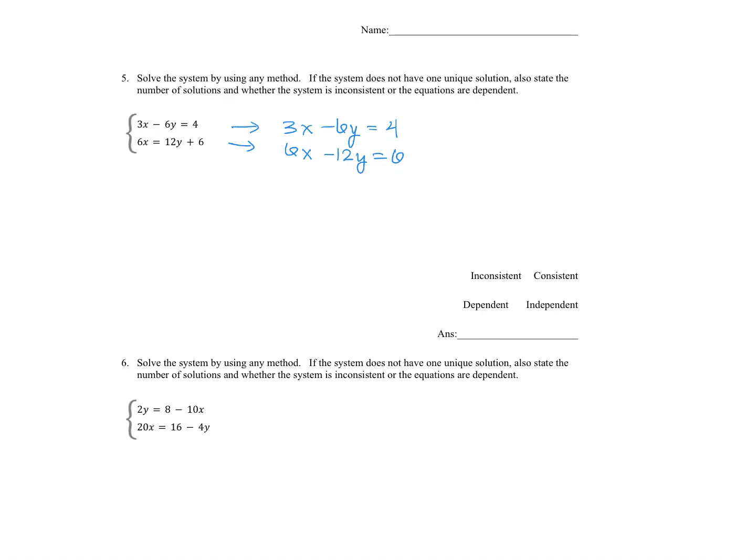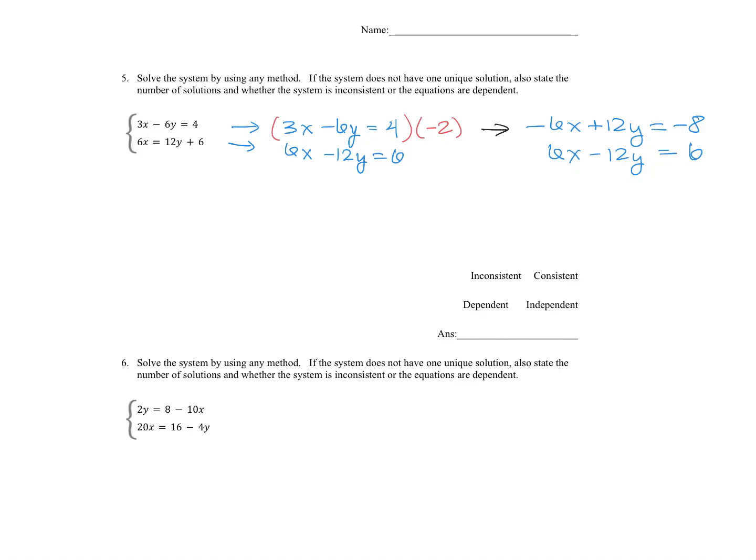So let's go through and multiply both sides by a negative 2 in the first equation. So this one will get a negative 2. And the idea there is that it will change it to a positive 12y. The other equation is going to stay the same. So I'm going to have a negative 6 times x plus positive 12 times y equals negative 8. The other equation is still 6x minus 12y equals 6.